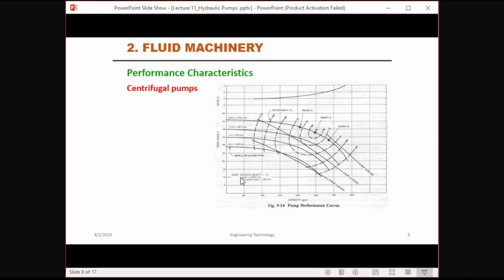Then here you can see specific gravity underneath this note. This indicates that the performance curves are based on a fluid with a specific gravity of 1.0, which is typical for water. This is introduced especially for water, fluid as water.